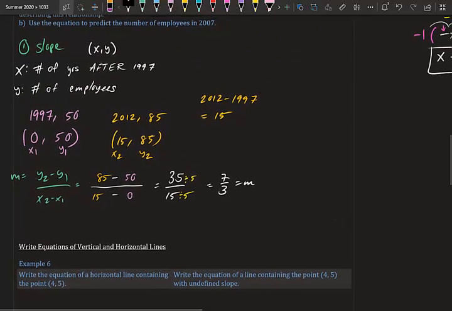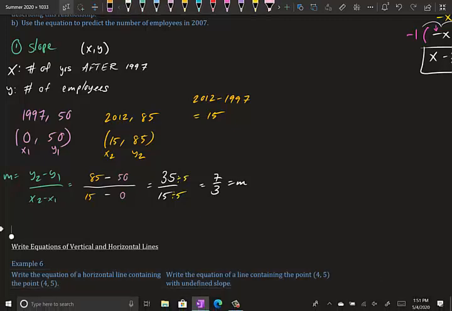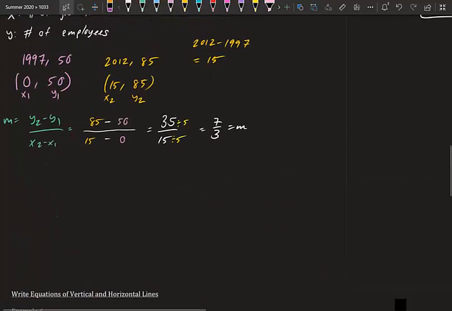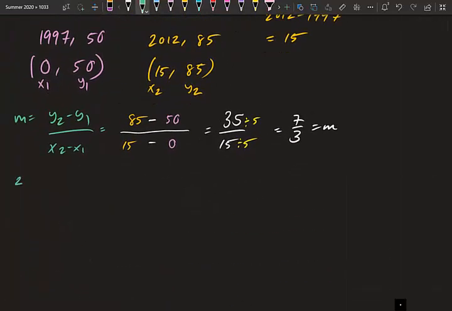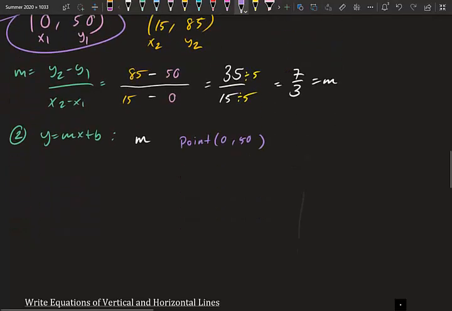All right, now that we found our m, our second step does not change. Our second step is to use y equals mx plus b, and we use m and we use a point. So the point I'm going to use is 0 and 50. Why? Smaller numbers. So this is where I'm getting that point from, 0, 50.